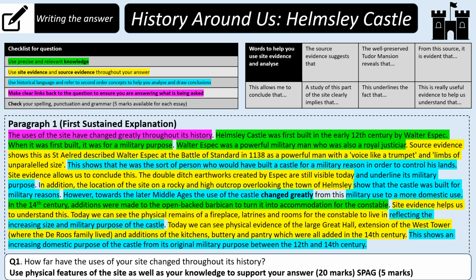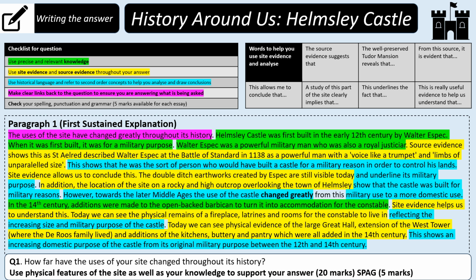The uses of the site have changed greatly throughout its history. Helmsley Castle was first built in the early 12th century by Walter Speck. When it was first built, it was for a military purpose. Walter Speck was a powerful military man who was also a royal justiciar. Source evidence shows this, as St. Aelred described Walter Speck at the Battle of Standard in 1138 as a powerful man with a voice like a trumpet and limbs of unparalleled size.